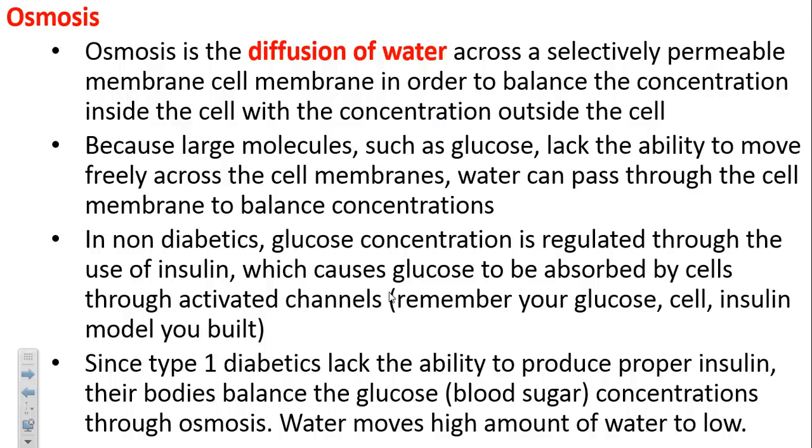Some molecules are large enough, such as glucose, that they lack the ability to move freely across the cell membrane. So in order to balance those concentrations, water is what actually passes in and out. In a non-diabetic, since glucose can't get through, it requires insulin to activate channels, which allows glucose to move into the cell. In a diabetic, again, they lack insulin, so glucose cannot travel in and out of the cell because they can't activate channels. So, since a type 1 diabetic lacks proper insulin, concentrations must be balanced through the use of water.